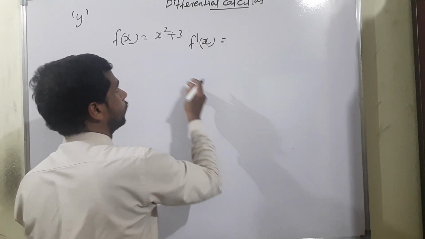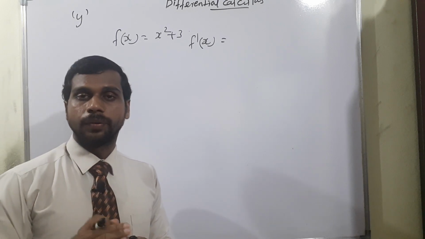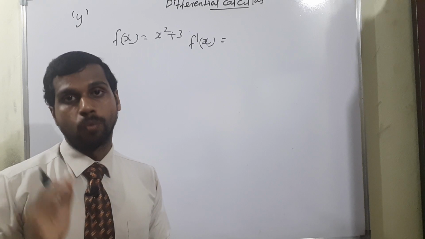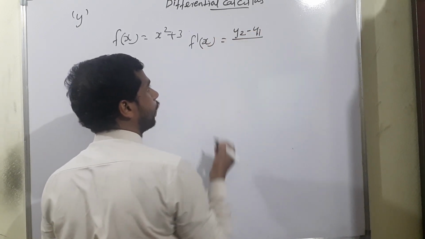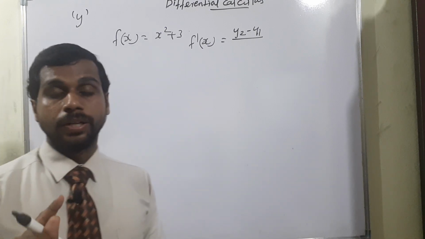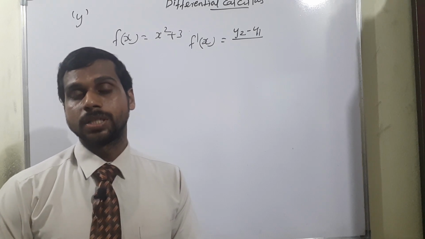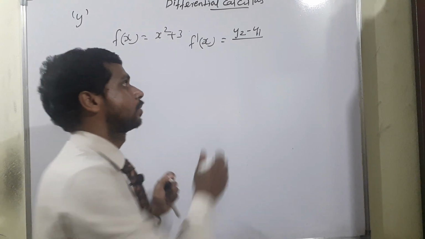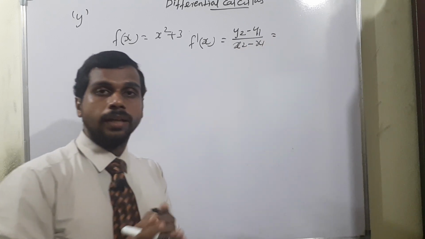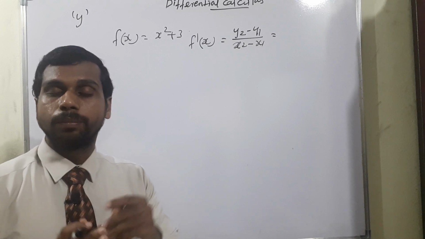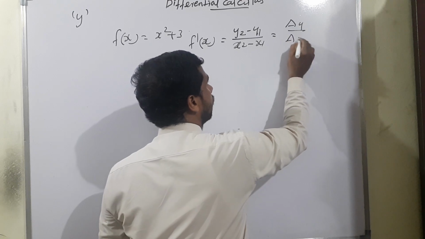f dash of x is equal to the change in the y term. That's why I told you the starting definition: the rate at which the value of y of the function changes with respect to the change in the variable x. The value of y we consider as y2 minus y1, and x we consider as x2 minus x1. So simply, the change in the y value divided by the change in the x value. Therefore we can write it as del y divided by del x.